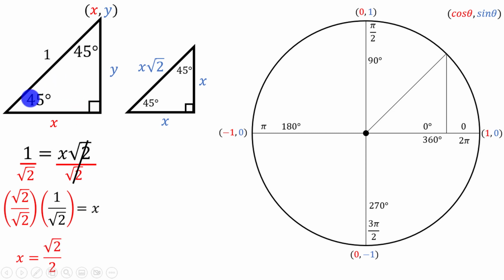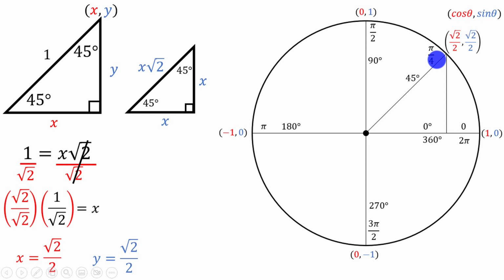But since we have a 45, 45, 90 degree triangle, the base and the height must be equal. So our y-coordinate is also square root 2 over 2. So that means that this point on the circle must be (square root 2 over 2, square root 2 over 2). And this is associated with a 45 degree angle, or pi over 4, which is the equivalent in radians.